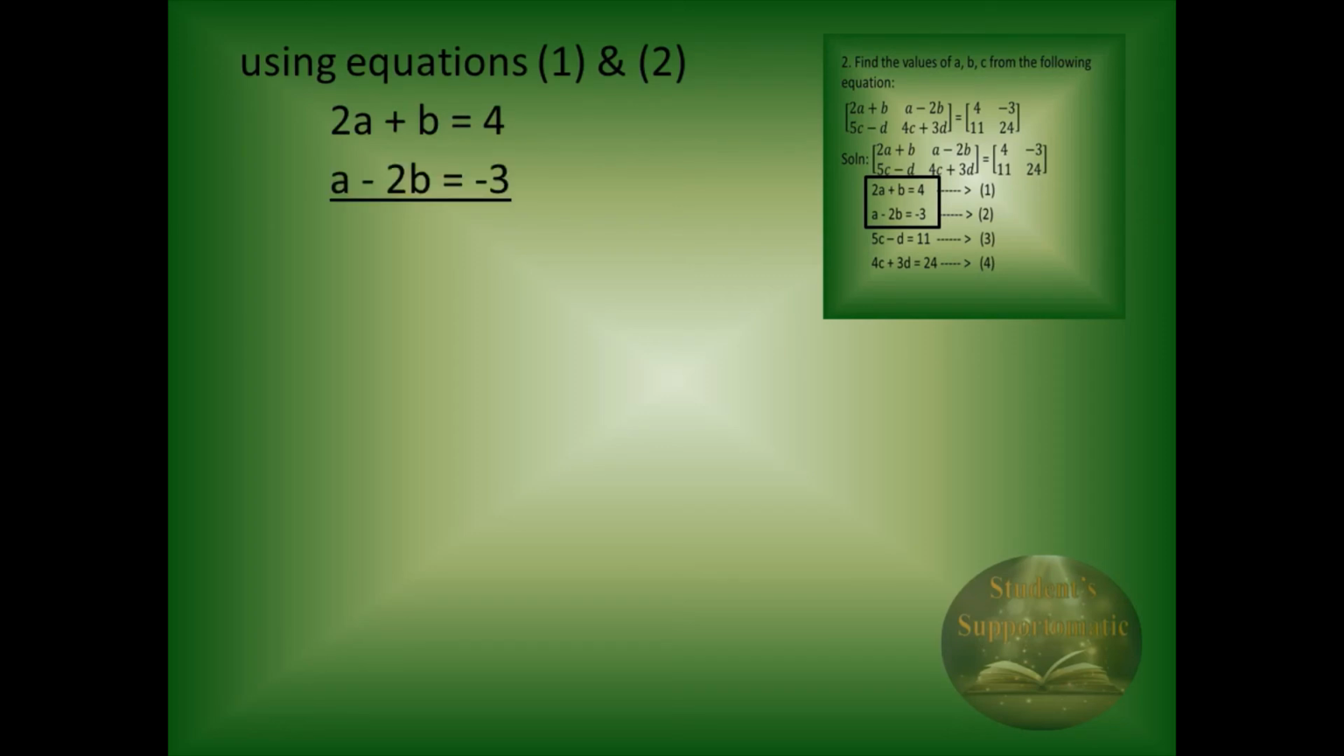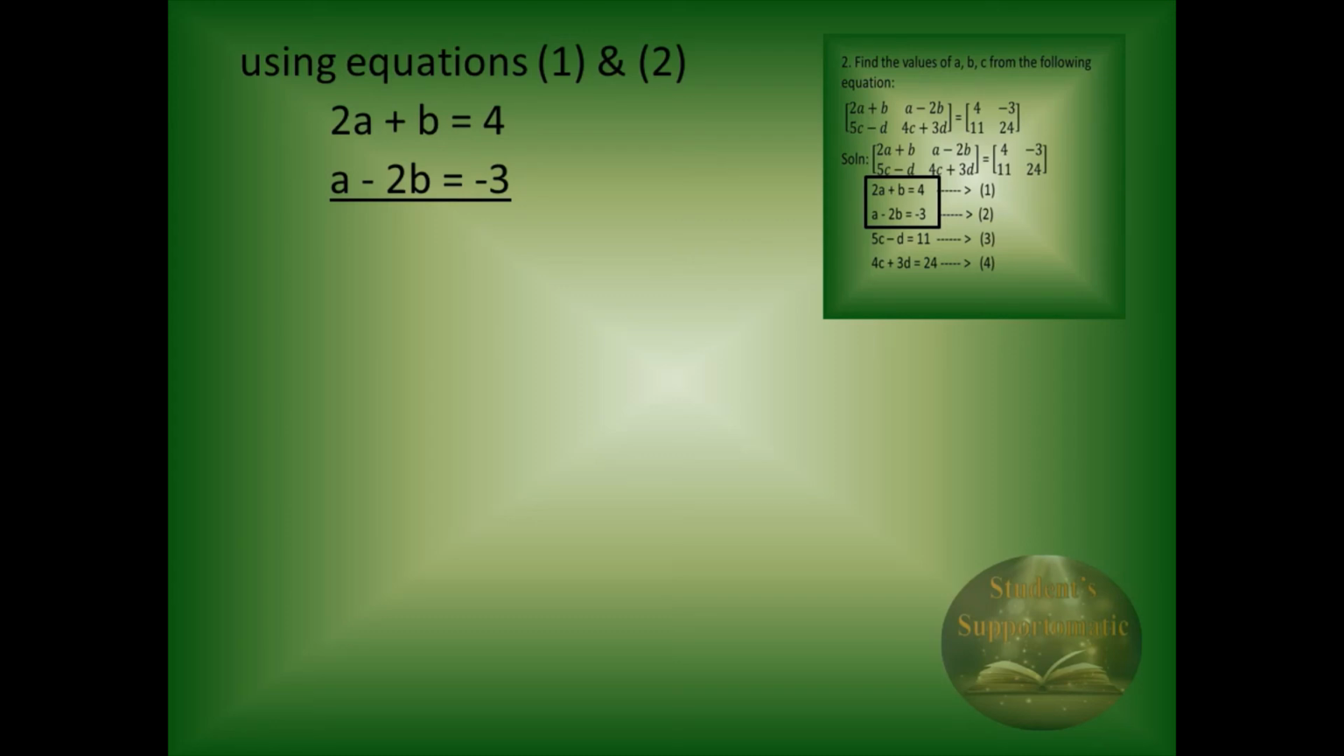So first we will consider the first two equations, equation 1 and equation 2, because each equation has two variables. So we have to solve the two equations to get the values of the two variables. So 2a plus b is equal to 4 and the next equation is a minus 2b is equal to minus 3. These are linear equations.